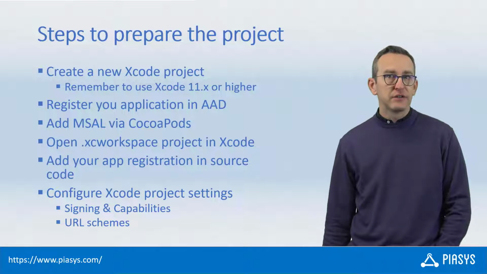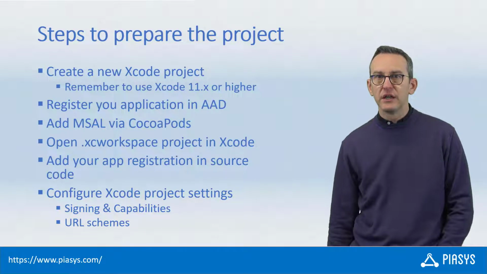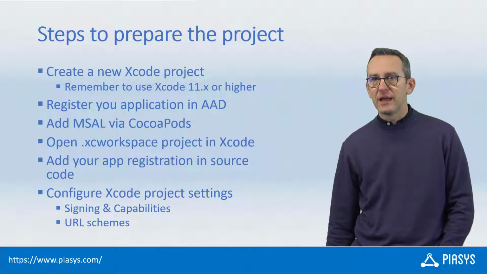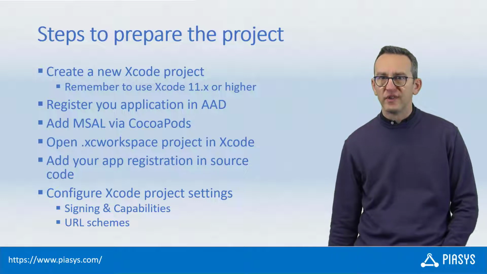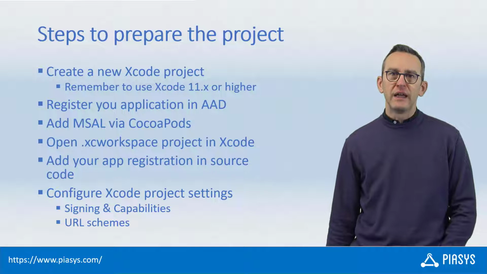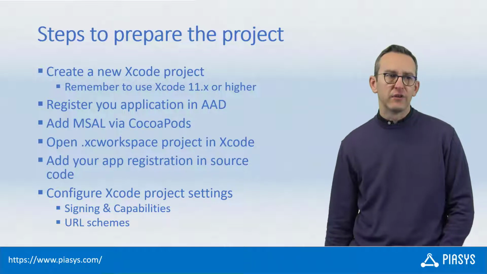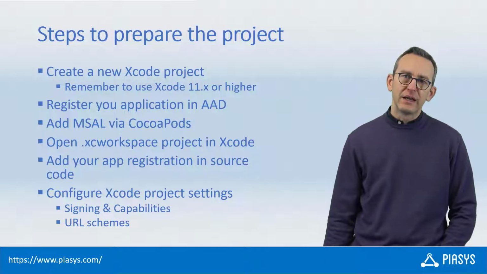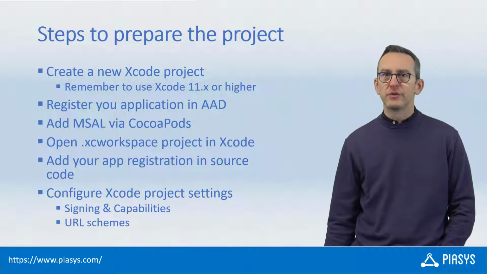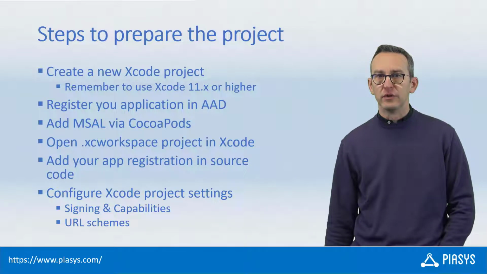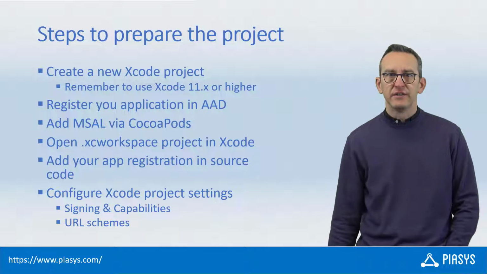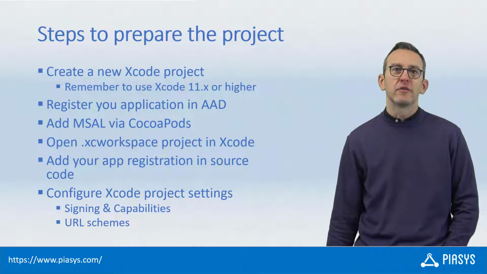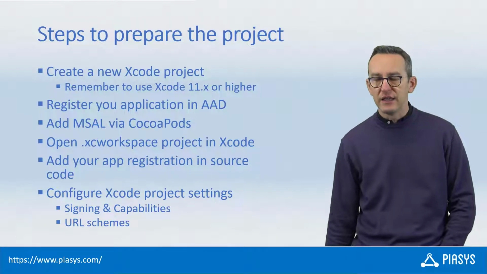And in order to do that, you simply need to create a project. You will have to configure the MSAL library via CocoaPods. You will have to open the XC workspace file generated by CocoaPods in order to load your project together with the pods you installed, specifically MSAL in this scenario, and eventually the Microsoft Graph client SDK.